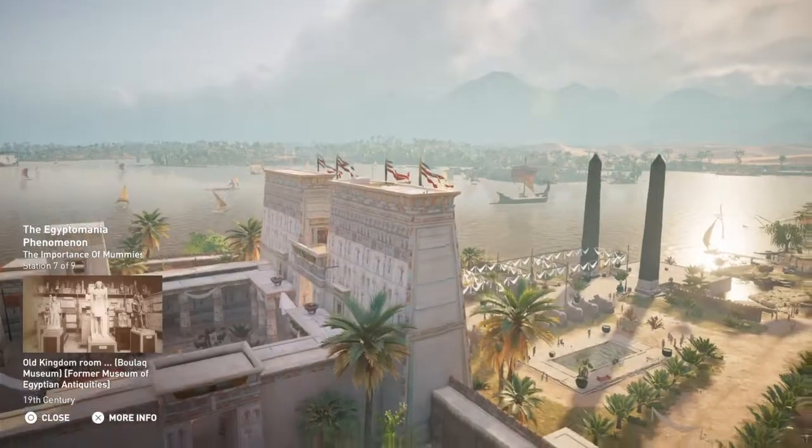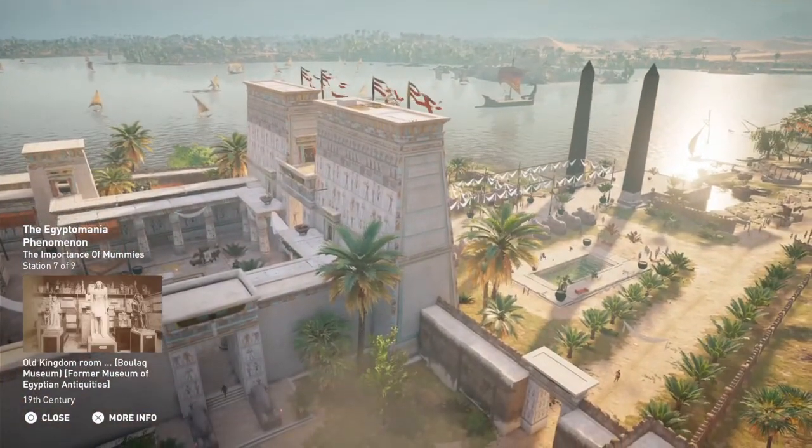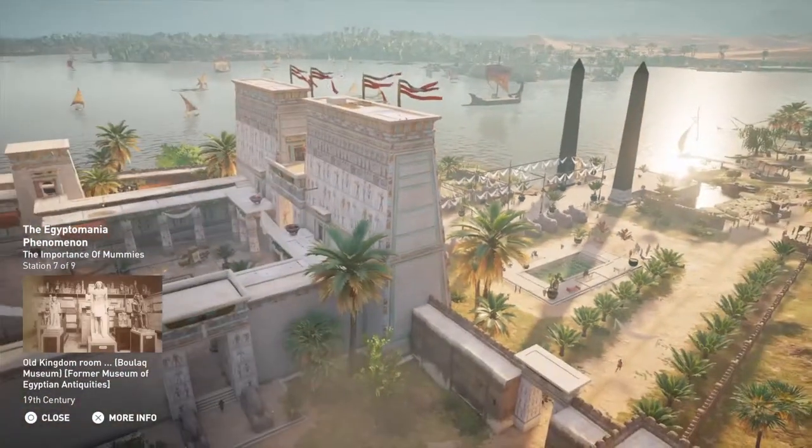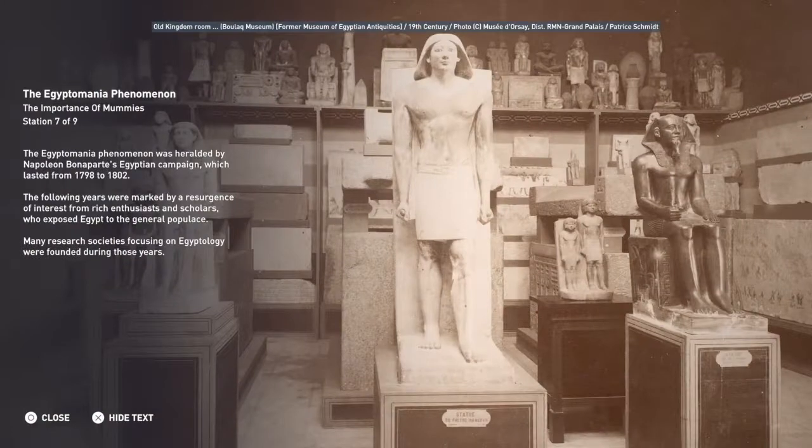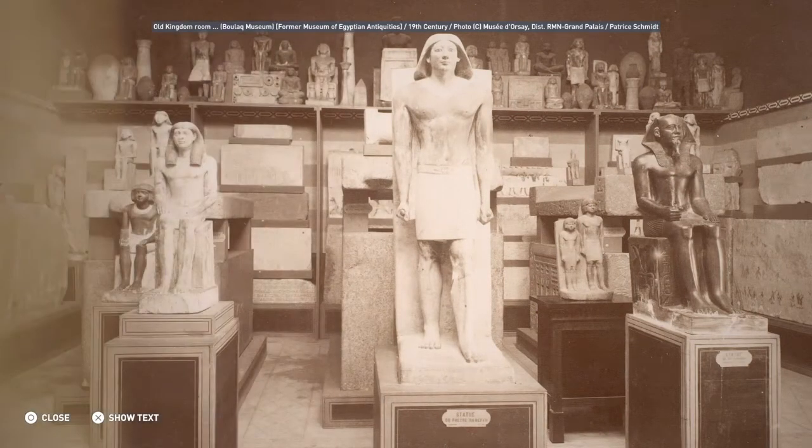The Egyptomania phenomenon was heralded by Napoleon Bonaparte's Egyptian campaign, which lasted from 1798 to 1802. The following years were marked by a resurgence of interest from rich enthusiasts and scholars who exposed Egypt to the general populace. Many research societies focusing on Egyptology were founded during those years.